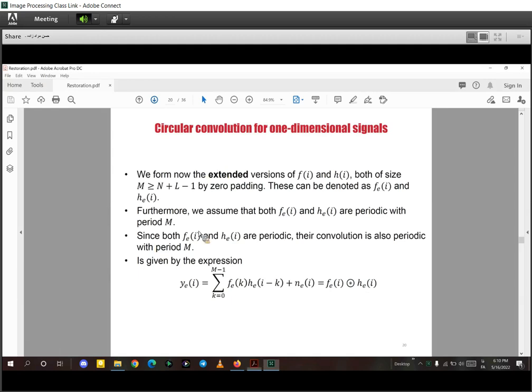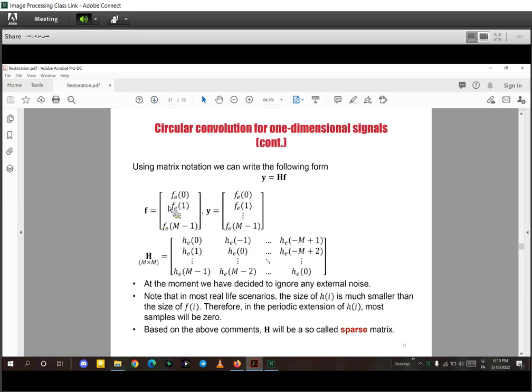The slide. Using matrix notation, we can write the following form: y is h dot f, for our f extended from 0 to M minus 1. This is wrong. y is the matrix h dot the vector f. Here is good.